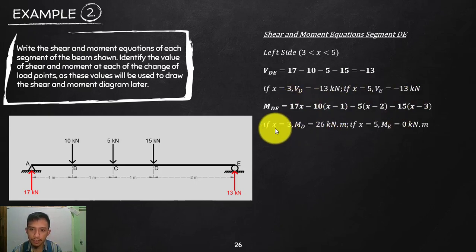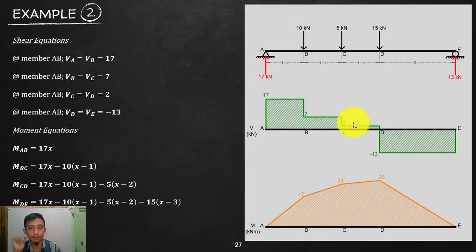And then substitute at x equals 3. X equals 3, that is your D. That will be 26. At x equals 5, substitute, that is your E, will give us 0, which is true because your E is simple support. Now we are good to draw the shear and moment diagram. Okay, so this is now your shear and moment diagram.